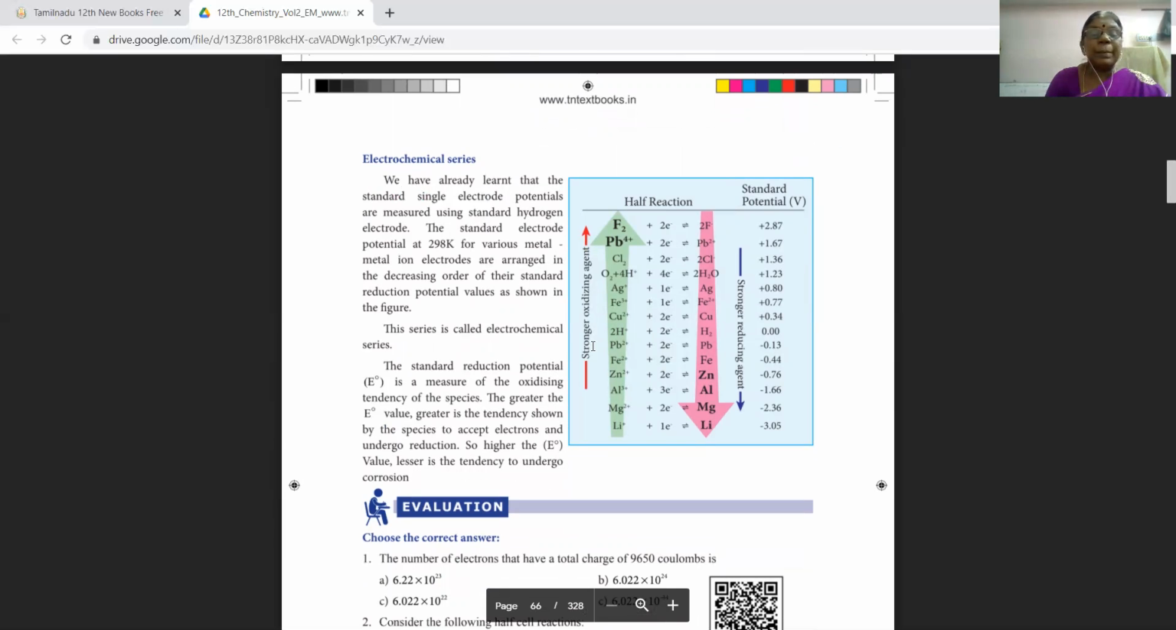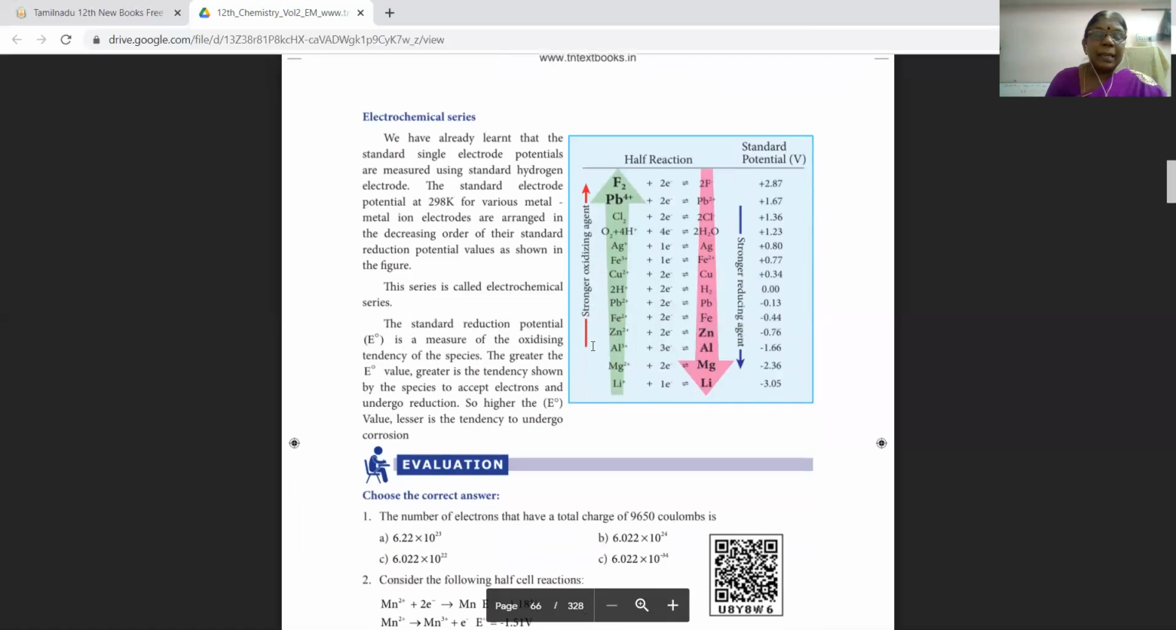Next is the electrochemical series. We have already learnt that standard single electrode potentials are measured using a standard hydrogen electrode. So the hydrogen electrode is what you take as the standard for measuring. The standard electrode potentials at 298 Kelvin for various metal and metal ion electrodes are arranged in increasing order of their standard reduction potential values, as given in the tabular column. This series is called the electrochemical series.